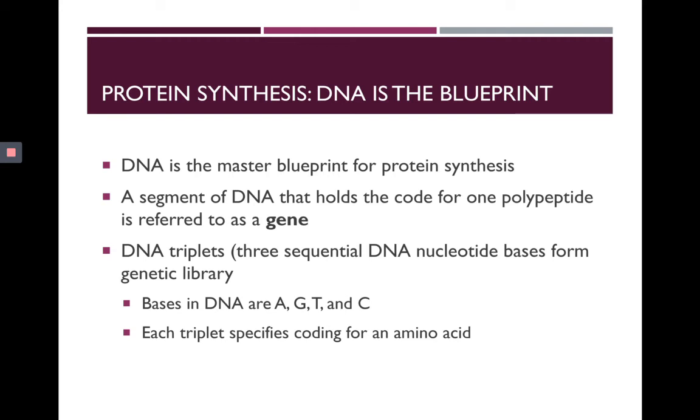Nucleotides make up nucleic acids. Nucleotides are made up of nitrogenous bases, a phosphate group, and a sugar, usually a pentose sugar. For DNA, the bases are adenine, guanine, thymine, and cytosine. We saw uracil in RNA instead of thymine. And each DNA triplet is going to be specific for an amino acid. And amino acids, just like if you put nucleotides together, you get DNA.